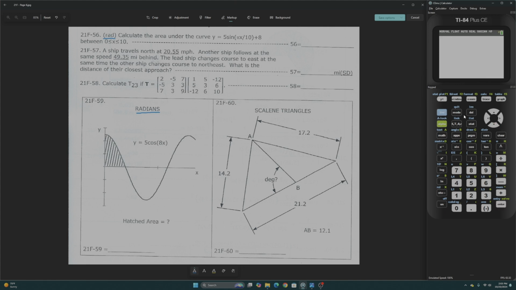Radian. You're going to have the graph of the curve 5 sine of x times pi divided by 10, and you're going to add 8 to it. That's the graph. Now we have to find the area under the curve between 0 and 10. So if I'm correct, you could just do 0 to 10, that's the lower bound and the upper bound, Y1, and then dx. Let me check my answer key. I just want to make sure I'm doing it right, because that seems too easy. But yeah, that's correct. 112.